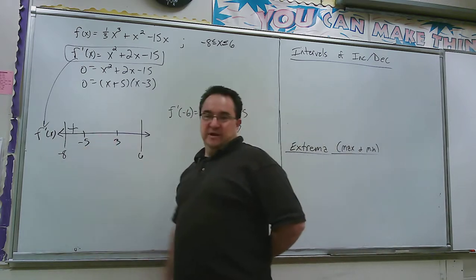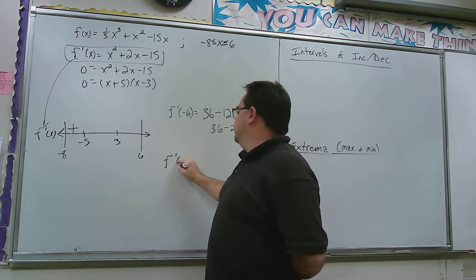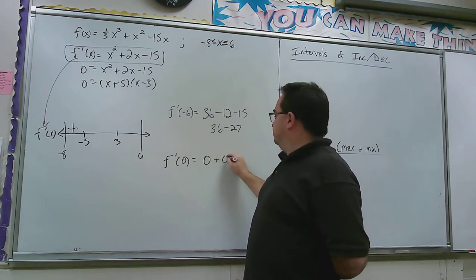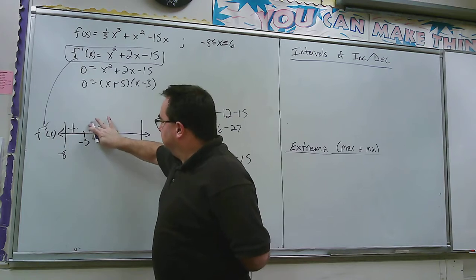What's going on between -5 and 3? Well, you could pick -4 if you want. If 0's in there, I would do 0 because zeros are so nice. I get 0 plus 0 minus 15. That's negative. And we'll just write it like that.